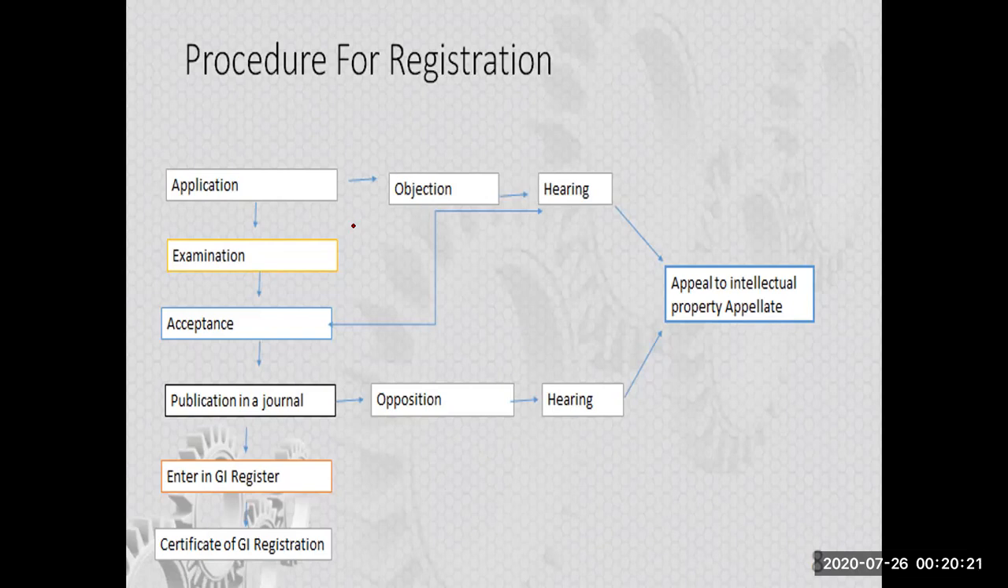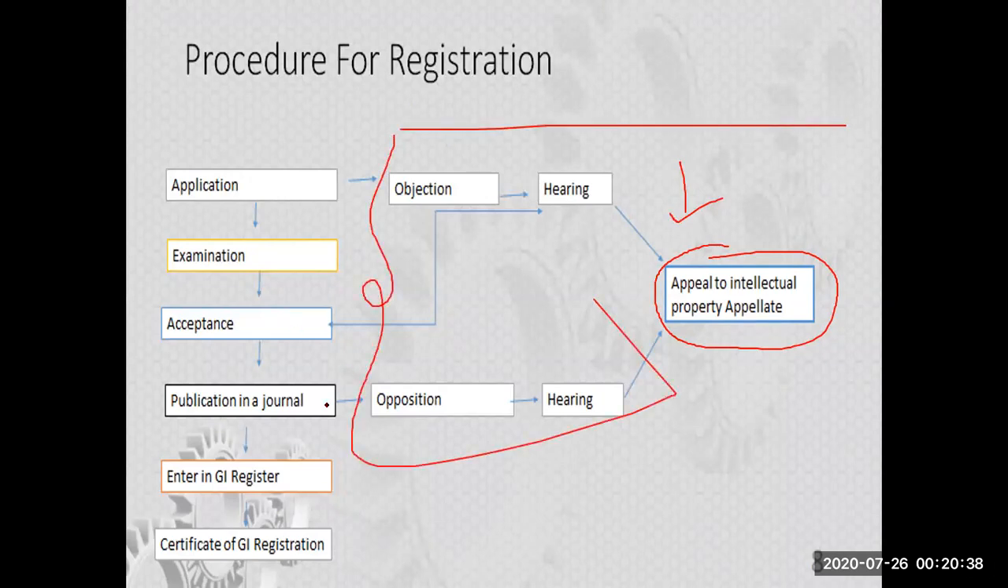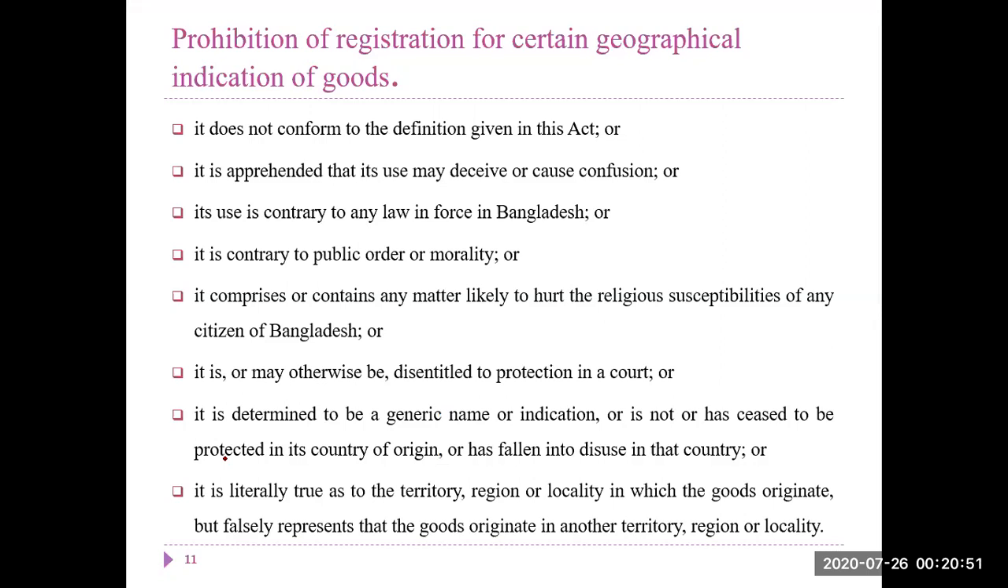If there is an objection, there will be a hearing. And if there is opposition in publication, again a hearing, then it will go on appeal to the intellectual property appellate board, meaning it will go for investigation again. If none of this is present, you can go straight to the GI registration, and you will get the certificate, or our country or our area will get the certificate. So that was our registration process.